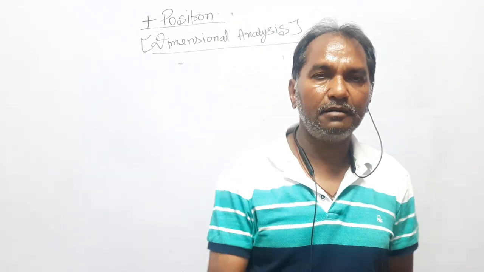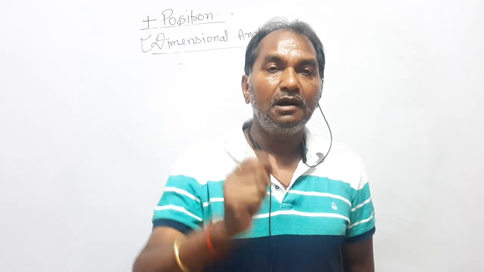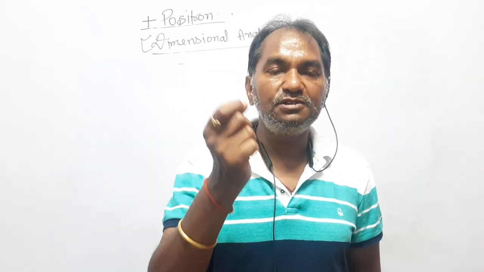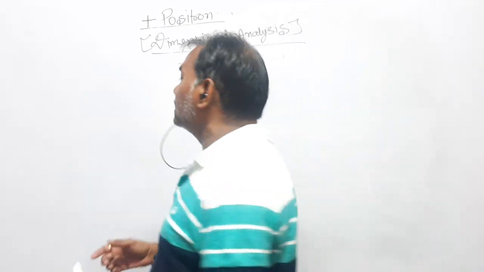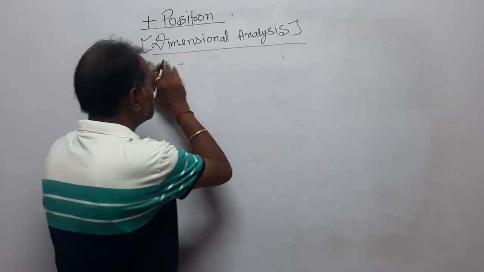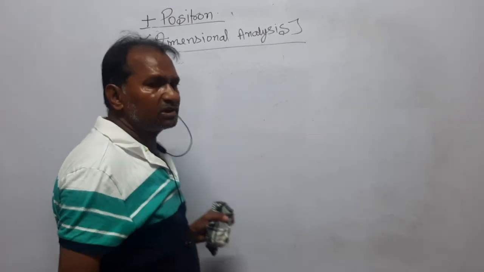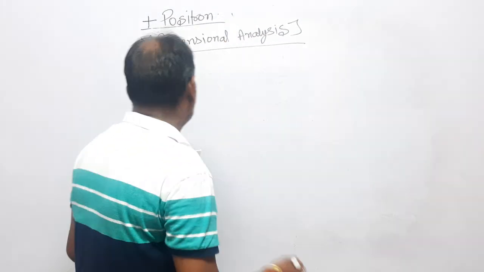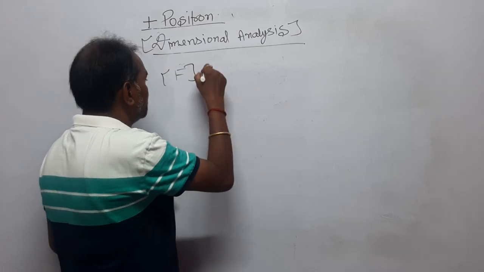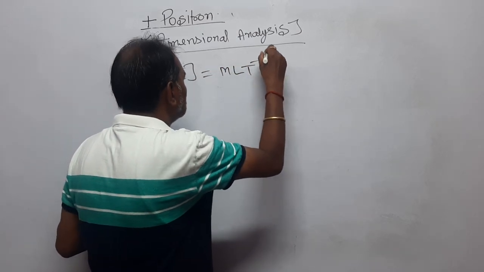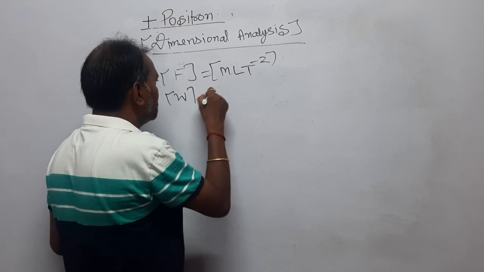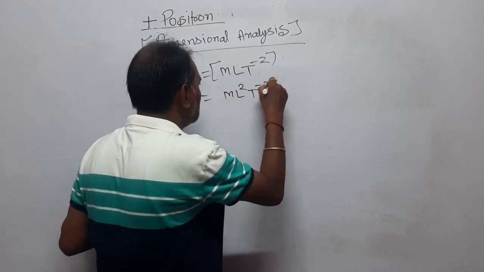Dimensions are those powers which are raised on the fundamental quantities to represent derived quantities. Again, I am repeating, dimensions are those powers which are raised on fundamental quantities to represent a derived quantity. For example, I am just considering a dimension here. Do not think about the explanation, because just after that we are going to find many various dimensions. Suppose force is represented as MLT minus 2. Like work, the dimension of work is represented as ML square T minus 2.